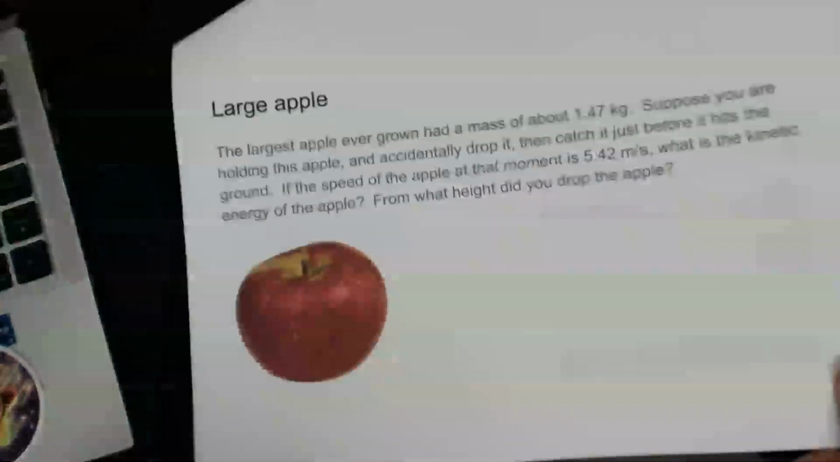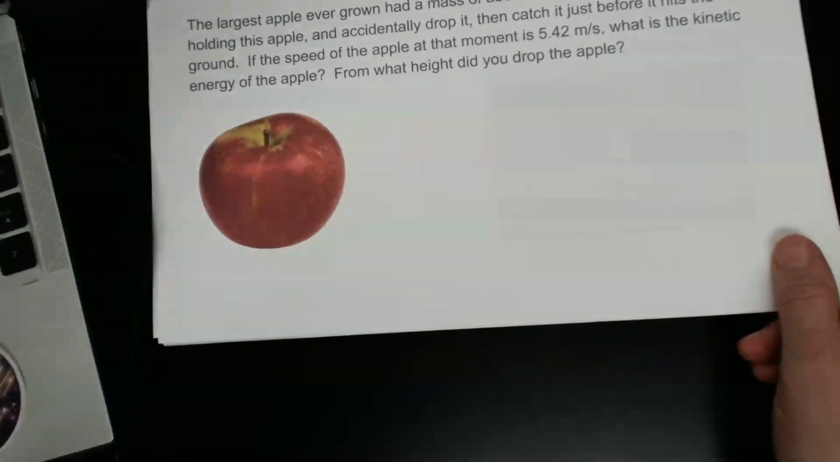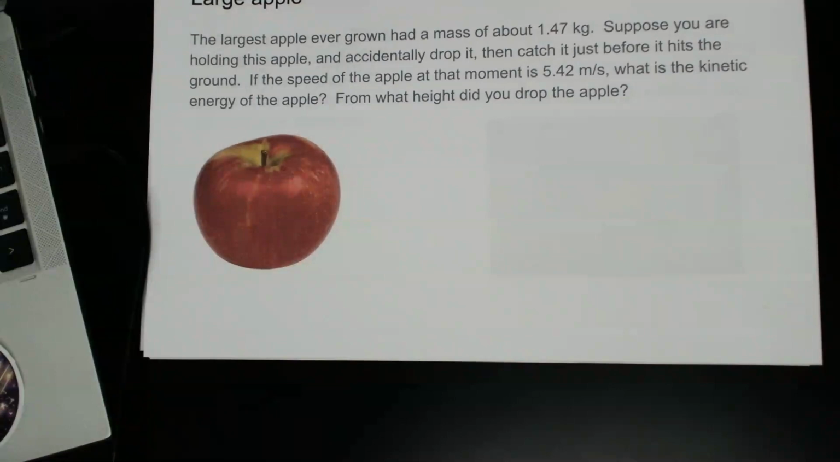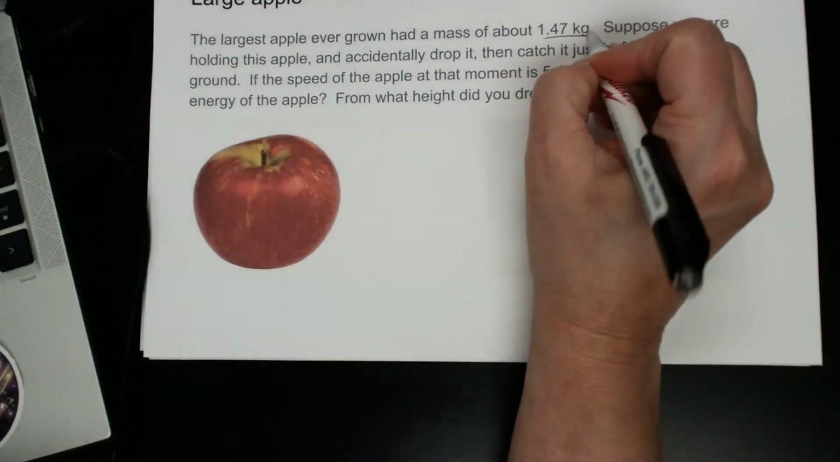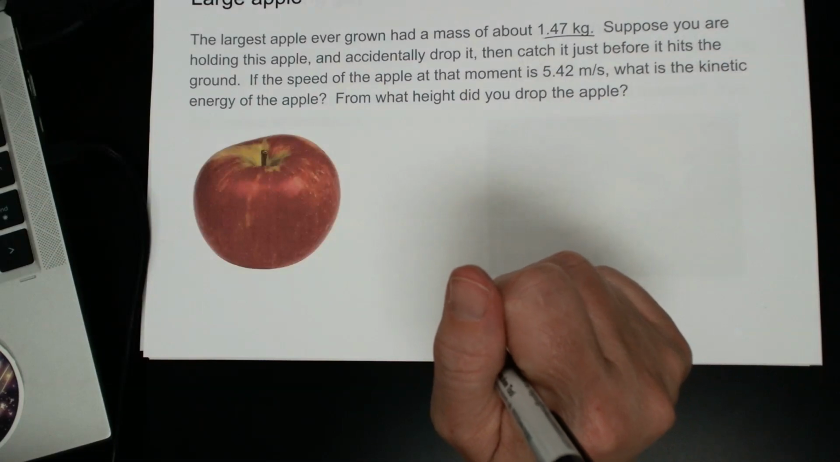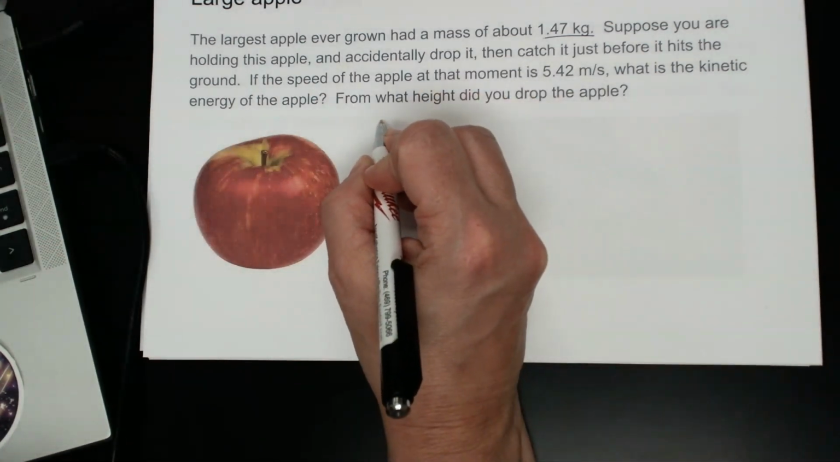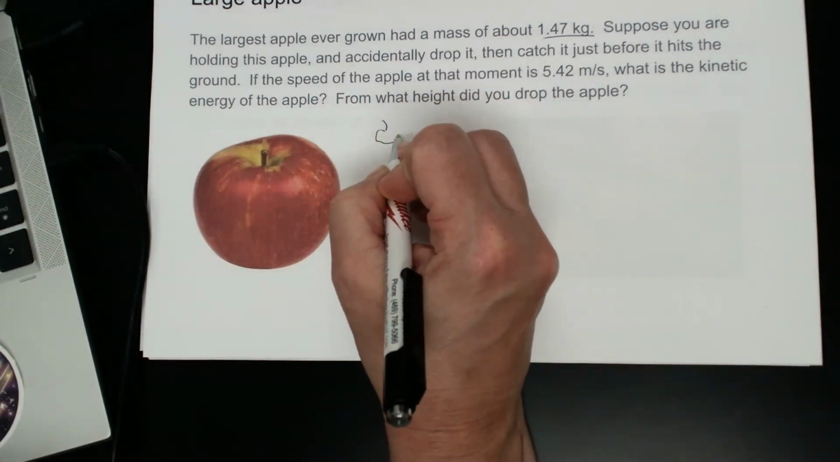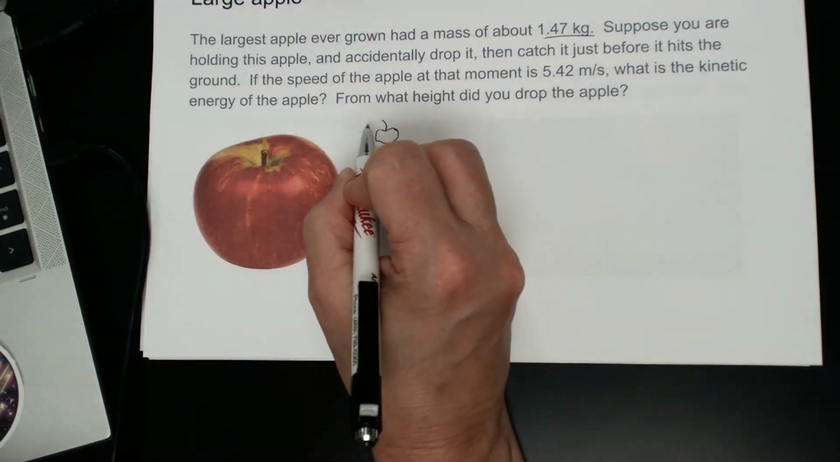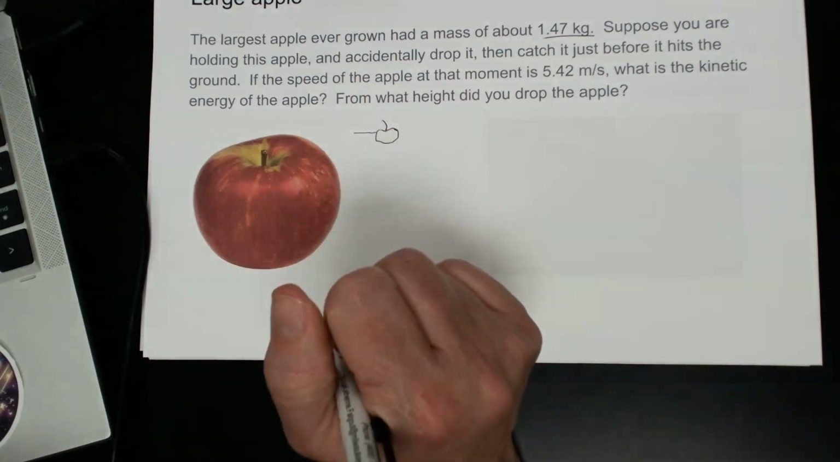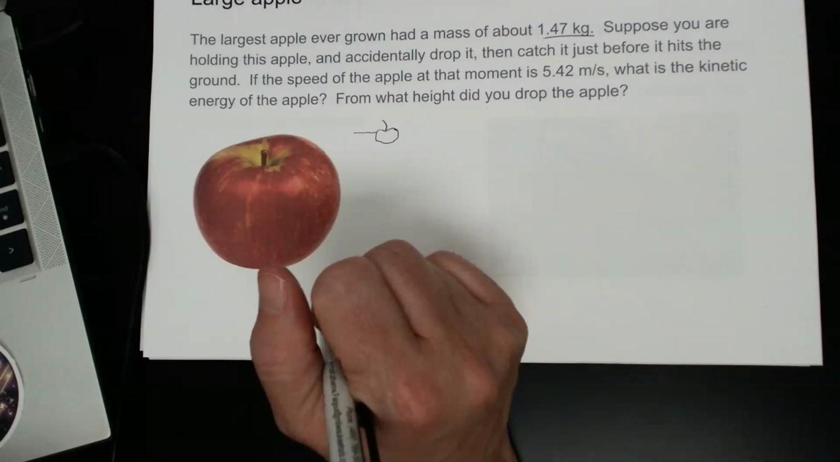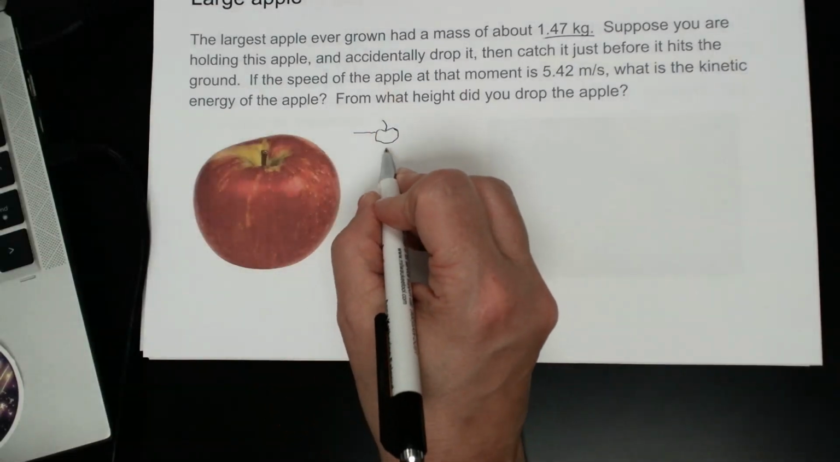Okay, let's look at the large apple. I did this one with one class, but not the other. We ran out of time. So we've got this gigantic apple, the largest apple ever grown, which had a mass of 1.47 kilograms. So suppose you're holding the apple. So that's going to be our starting point where we're holding the apple, and it's at a height. And then we drop it.